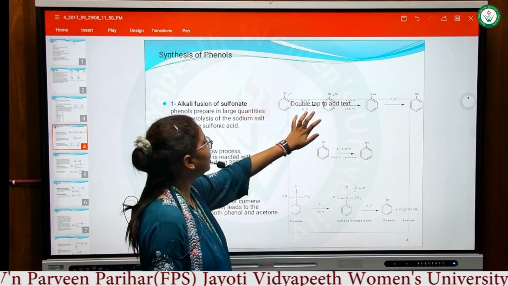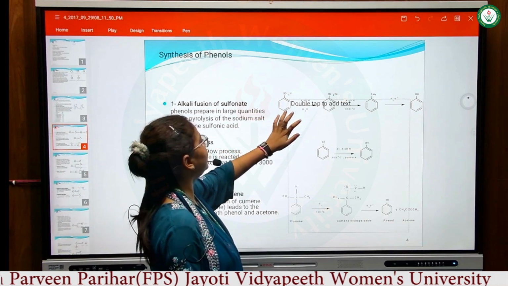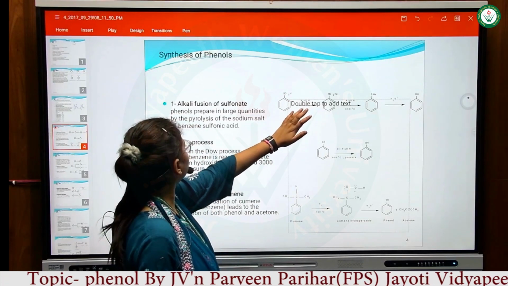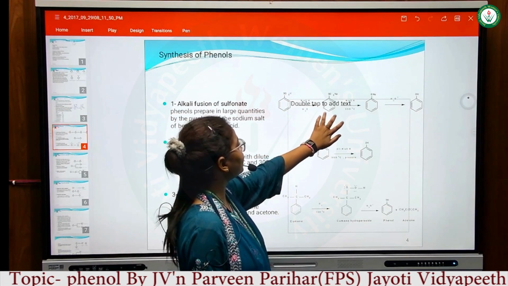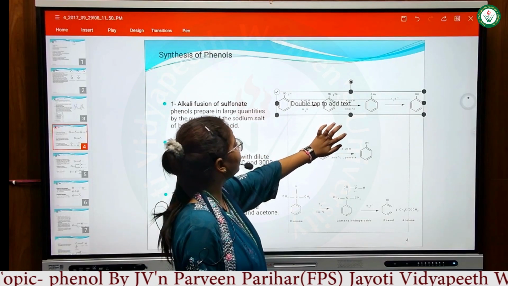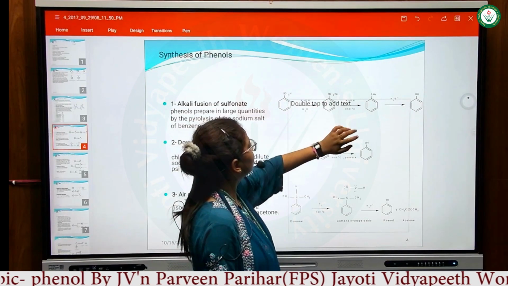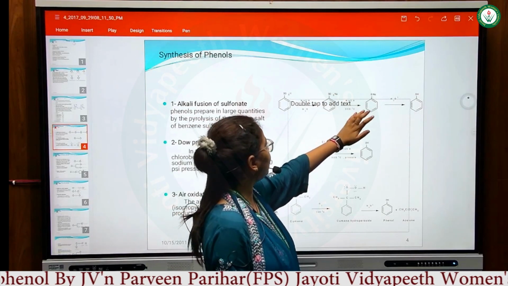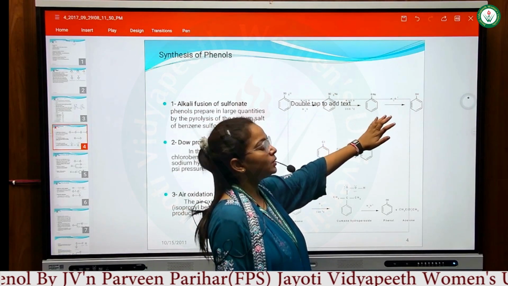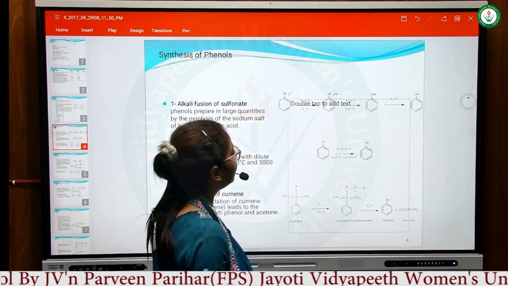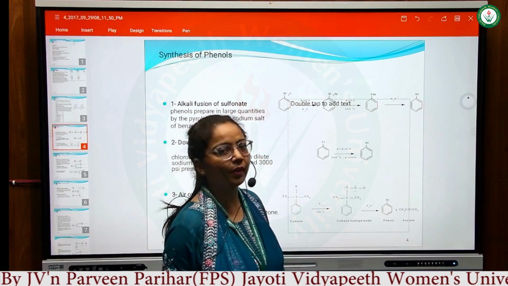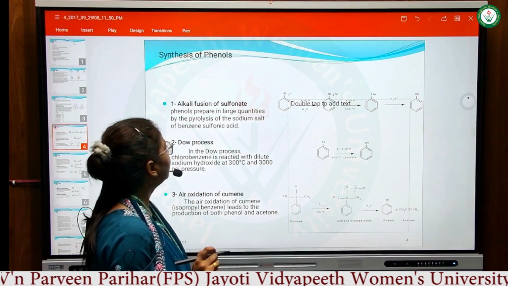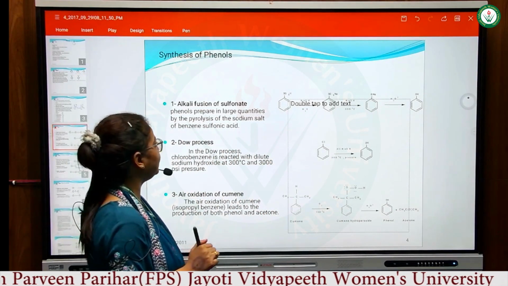If we react sulfonic acid in presence of salt, then it will give the sodium salt of sulfonic acid, and further if we react this sulfonate salt with NaOH, then it will give us the phenoxide ion, and further in the presence of water, finally it will convert into phenol. This is the reaction from the sulfonic acid.